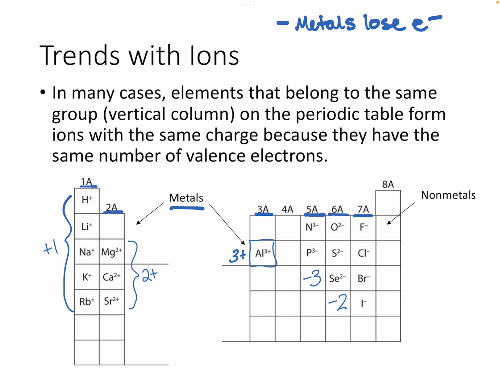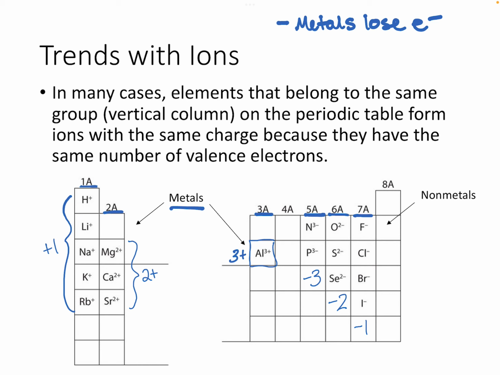And then everything in column 7, just like chlorine, has 7 valence electrons, so it's really easy for each of them to gain 1 electron and become a -1 ion. Now we're not going to talk about column 8 because they're already stable. They already all have 8 valence electrons, except for helium, which only has 2, right?